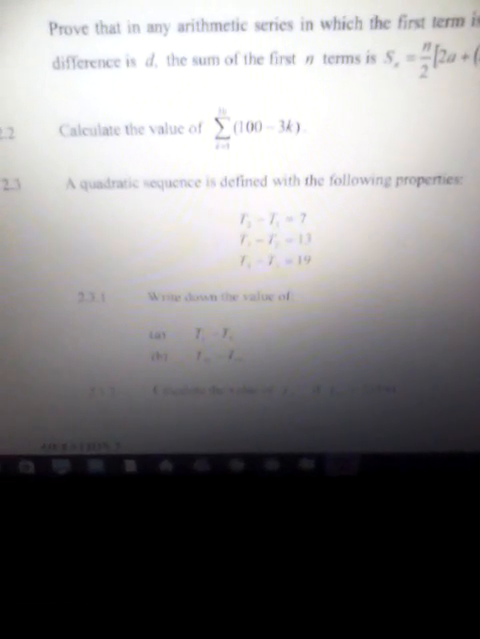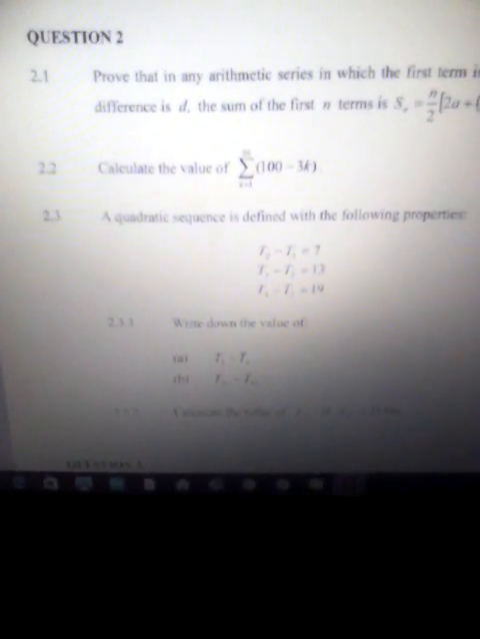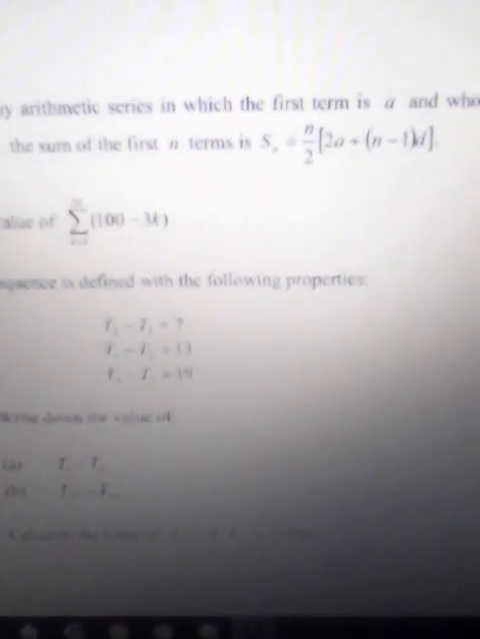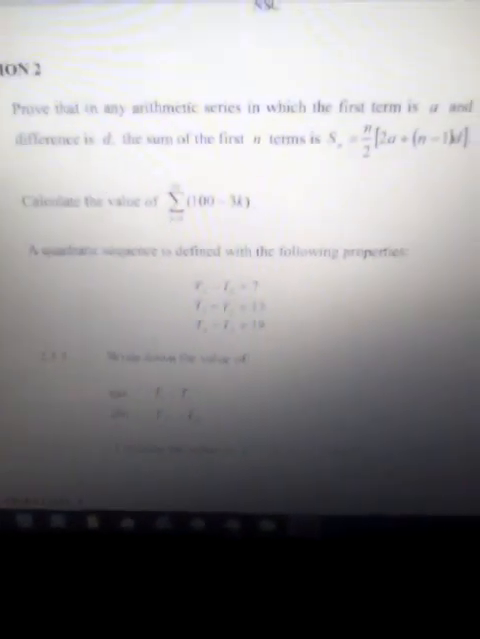2.3.1, write down the value of A, T5 minus T4, and B, T70 minus T69. 2.3.2, write down the value of T69 if T89 is equal to 23,594. So let's start to find the solution for this question.